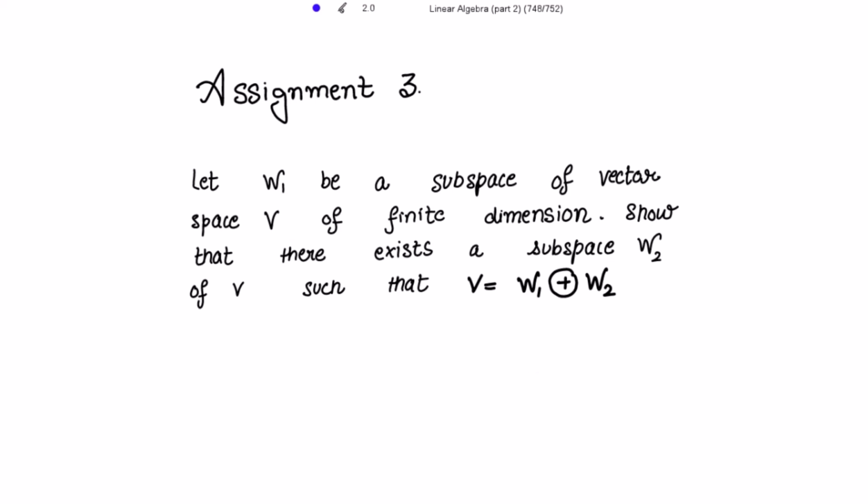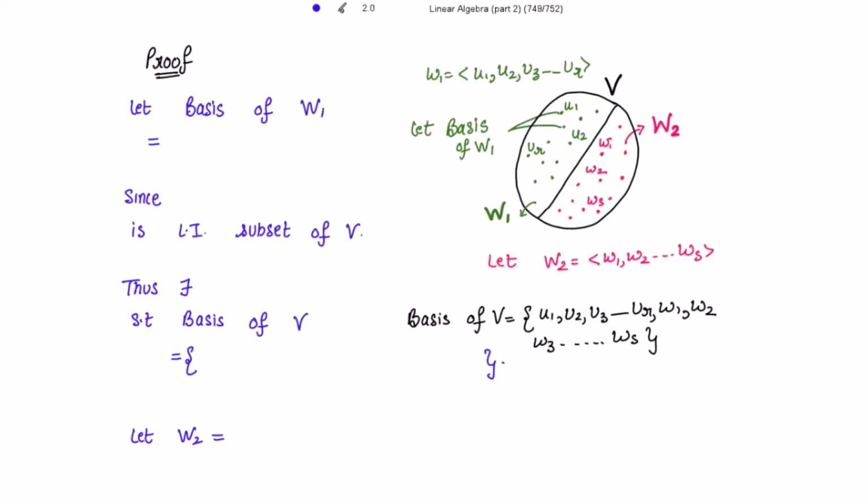Now W1 is already given to be a subspace of vector space V, and we have to show that there exists another subspace W2 such that V is a direct sum of W1 and W2. When will V be the direct sum of W1 and W2? When we show that V is equal to the sum of the subspaces and the intersection of the subspaces is equal to the 0 element. Okay. Let's start with the proof.